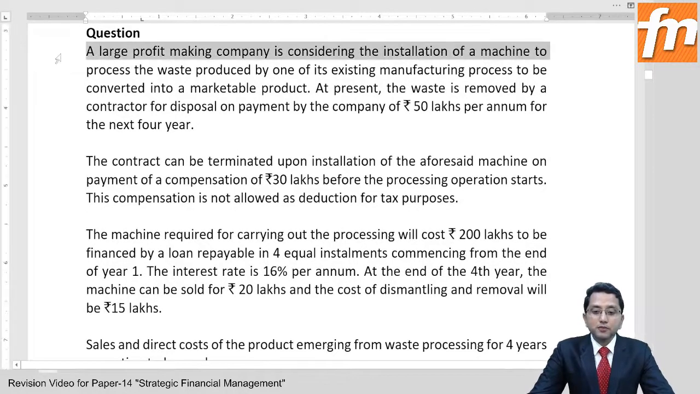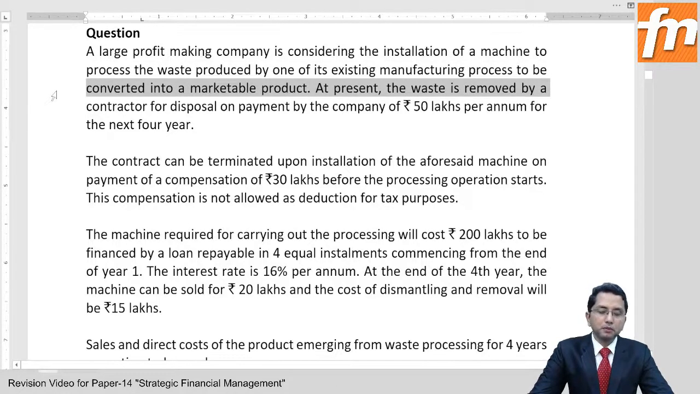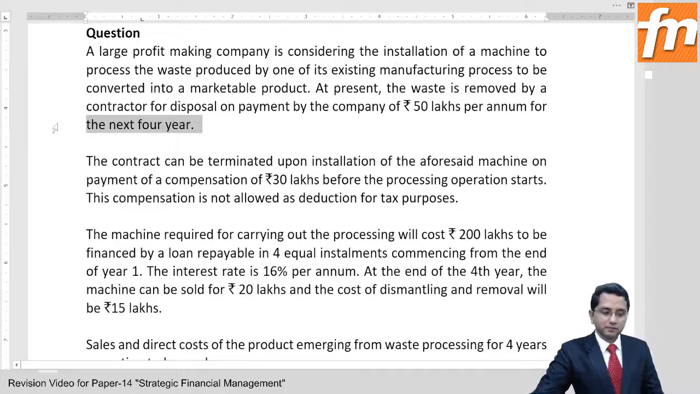It says a large profit making company is considering the installation of a machine to process the waste produced by one of its existing manufacturing processes to be converted into marketable product. Okay, so the proposal is to buy a new machine for processing the waste. At present, the waste is removed by a contractor for disposal on payment by the company of rupees 50 lakh per annum for the next 4 years.